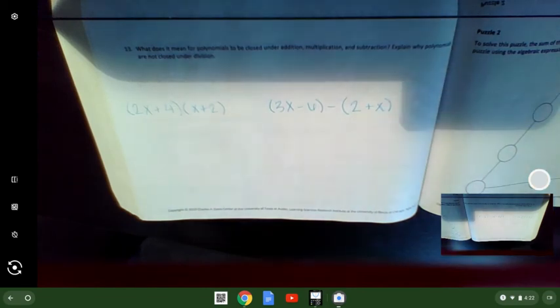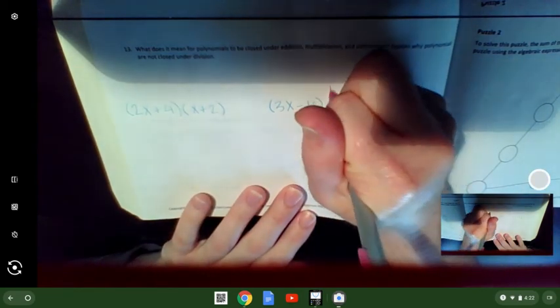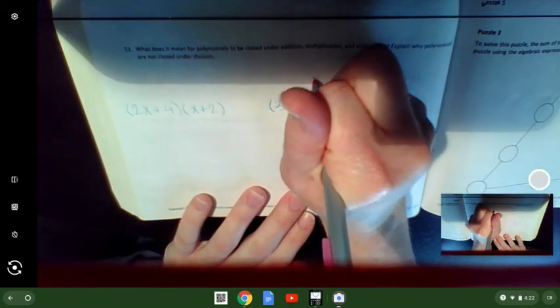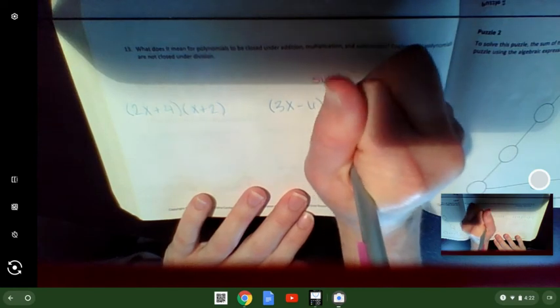Okay. So now glancing at these problems, they probably seem or look pretty similar. But when I pay even closer attention, the important part to pay attention to specifically is what's happening between these parentheses. If I look between these parentheses, I see a subtraction sign.